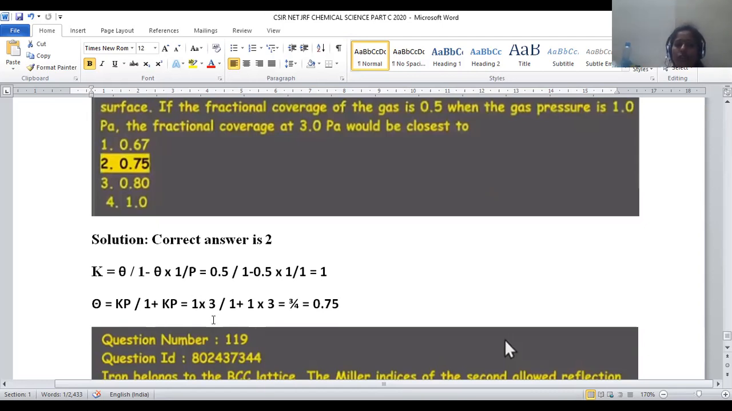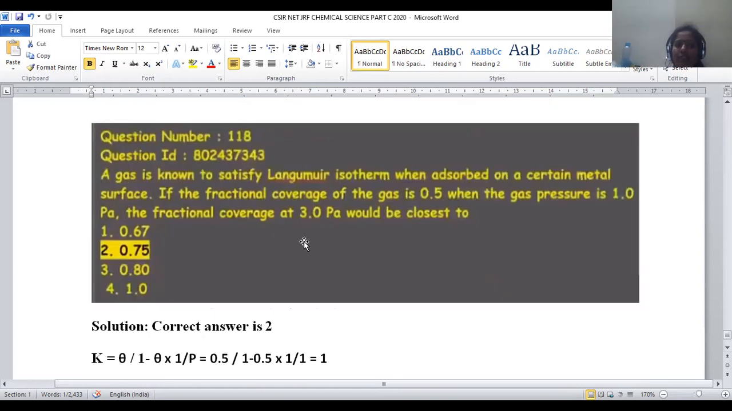That's why 1 into 3 by 1 plus 1 into 3. That is nothing but 3 by 1 plus 3, that is nothing but 3 by 4. 3 by 4 is exactly equal to 0.75. For 1 Pascal, 0.5 is the fractional coverage. For 3 Pascal, 0.75 is the fractional coverage. Right? For question number 118, option number 2 will be the right answer.